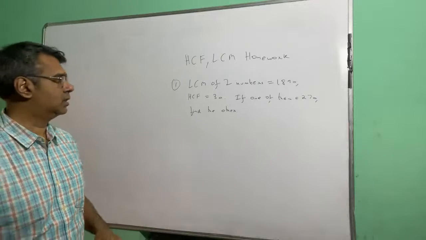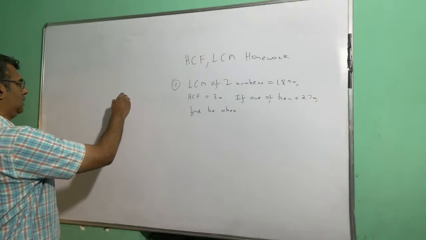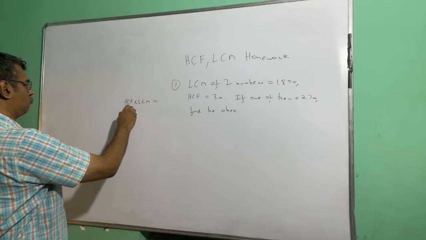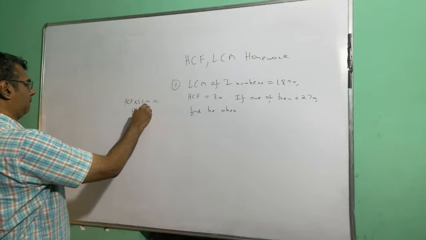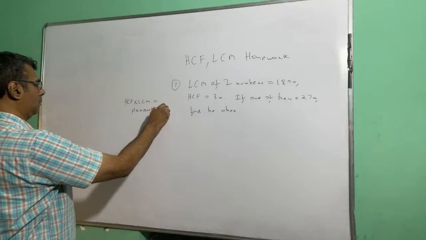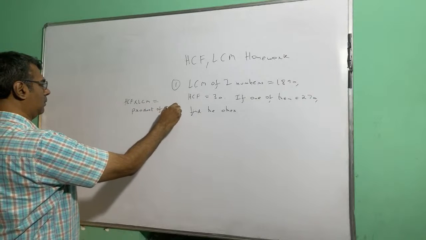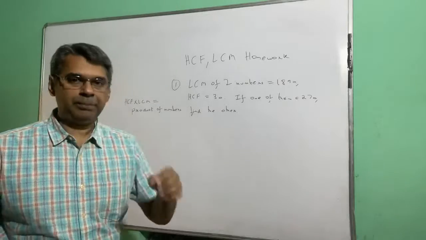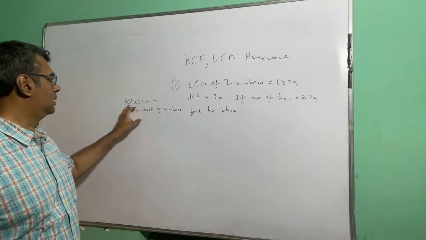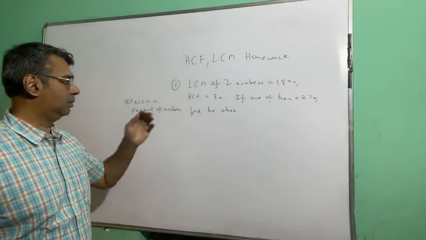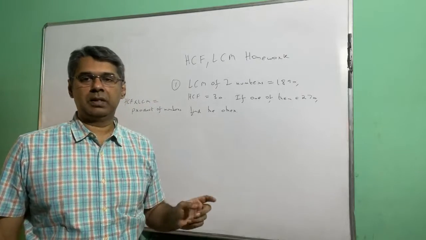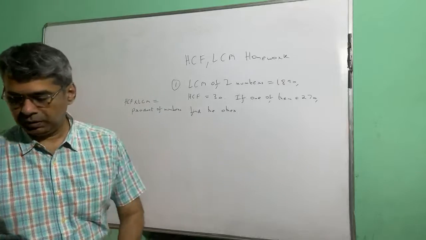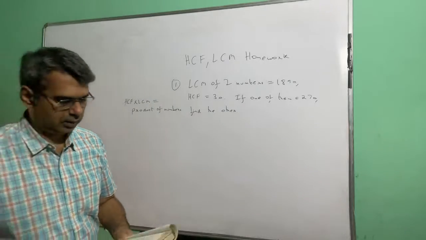Now for doing this sum, the formula is HCF into LCM equal to product of the two numbers. For doing this sum, you'll have to use this concept that HCF into LCM is the product of the two numbers. So this is the first homework question.